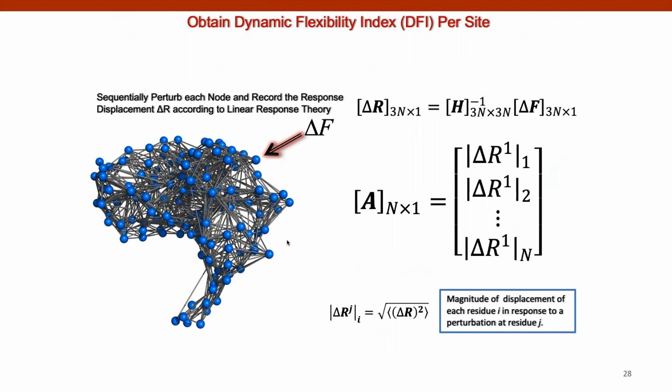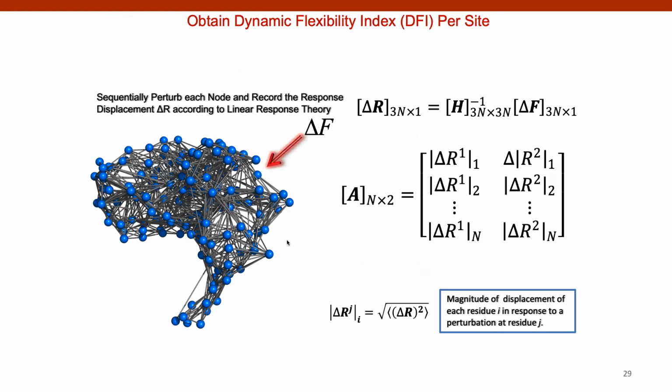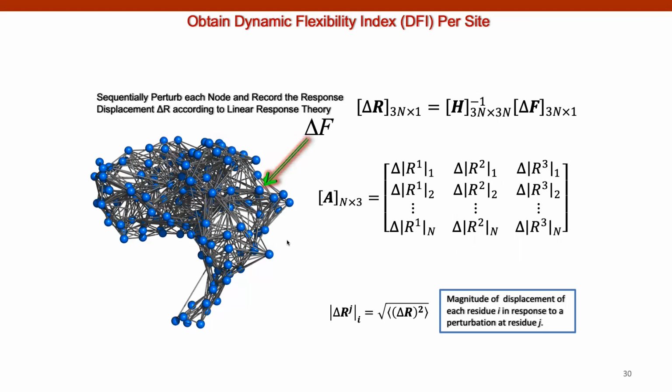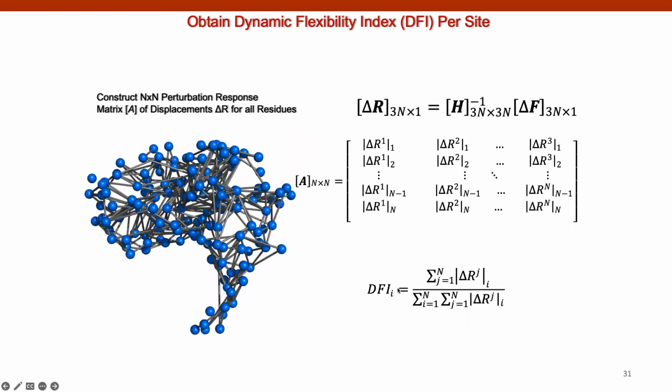So I can compute this response, and I scan first one, second one, up to every position one at a time, and calculate a response matrix. Then I calculate from that perturbation response matrix the total fluctuation response of a position i when the rest of them are perturbed, right? And I name this matrix the dynamic flexibility index.